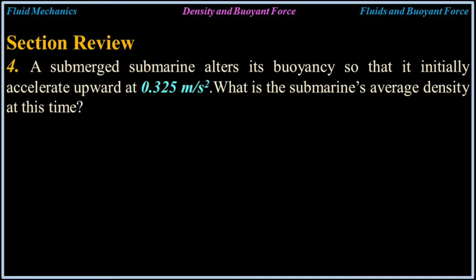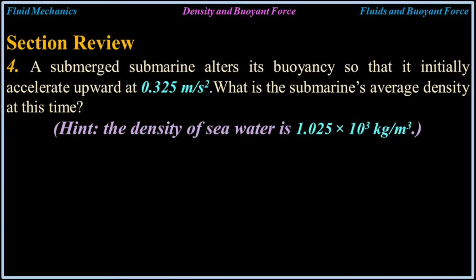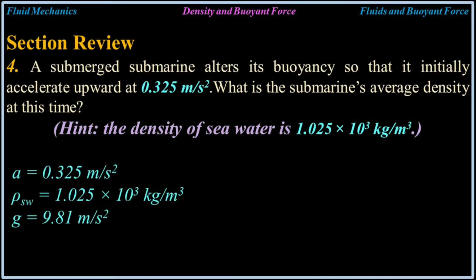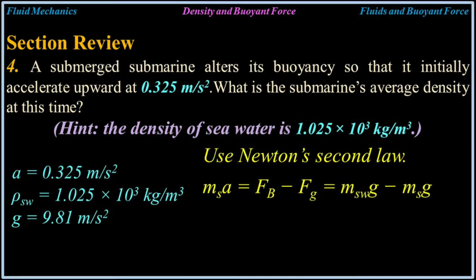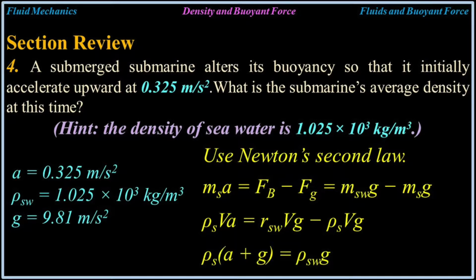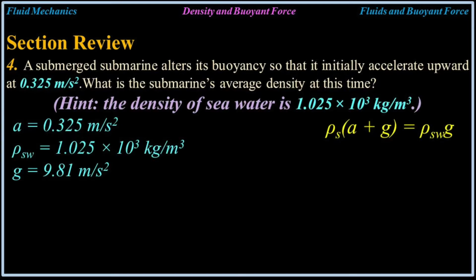A submerged submarine alters its buoyancy so that it initially accelerates upward at 0.325 meters per second squared. What is the submarine's average density at this time? That hint will play a role in the problem. Study it carefully. That's what's given. And use Newton's second law. And that's the equation. I'll plug into the equation and solve for the average density.